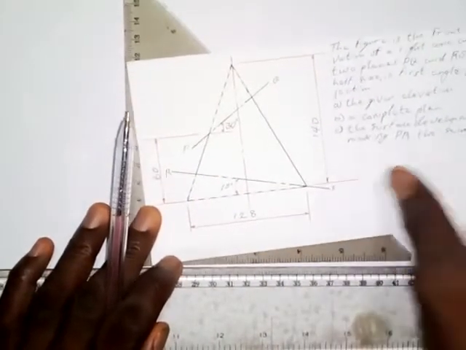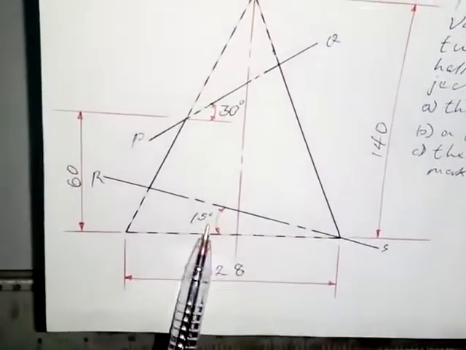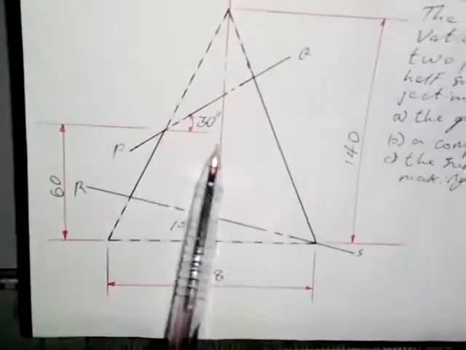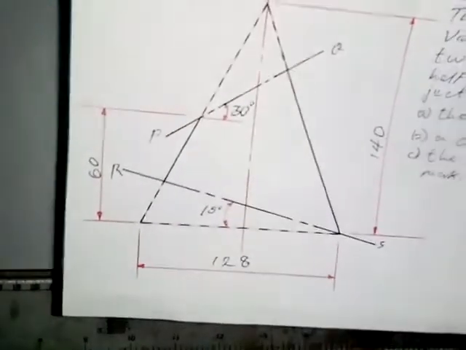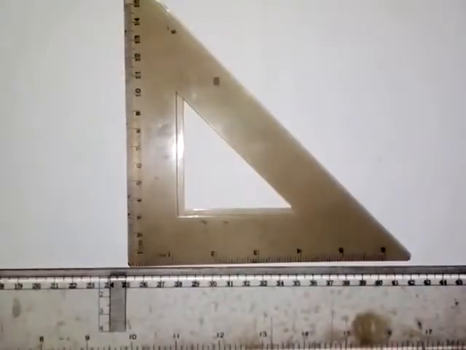So we have that cutting plane RS is inclined at an angle of 15 degrees to the horizontal, and cutting plane PQ is inclined at an angle of 30 degrees to the horizontal. But we are asked to draw half size of this. So let's look at what we need to do. We divide all the dimensions, except the angles, by 2.